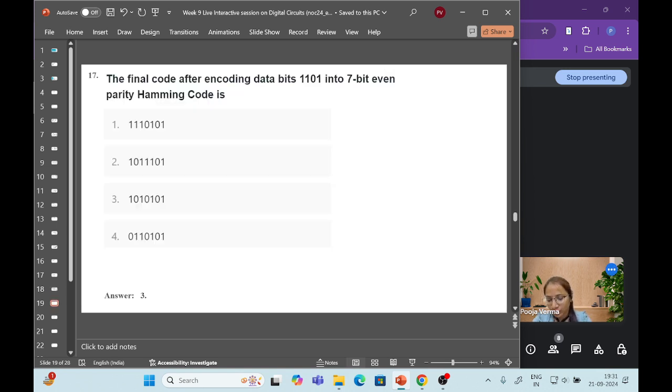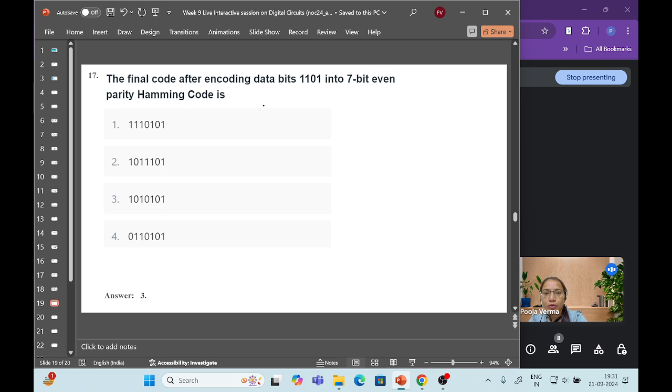Now moving to the next question. The next question is also related to Hamming code only. Same: the final code after encoding data bits 1101 into a 7-bit even parity Hamming code. Here it is given even parity.